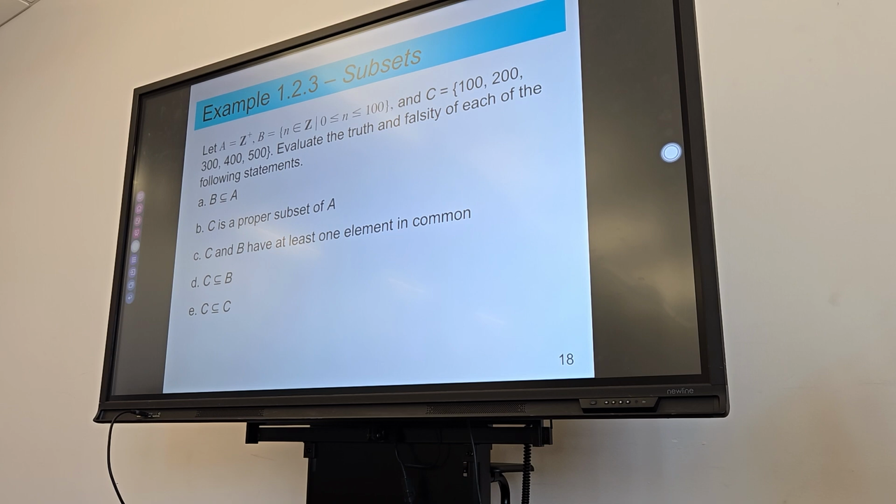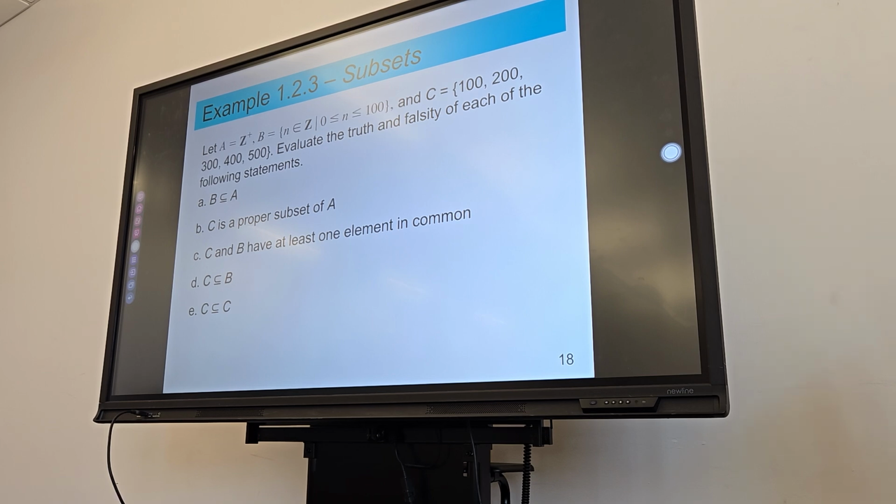Yes, it is a proper subset of A because C is all positive integers, but there's an element of A, say 2, that's not in C. Therefore, C is a proper subset of A. C and B have at least one common element. Yeah, 100. C is a subset of B.